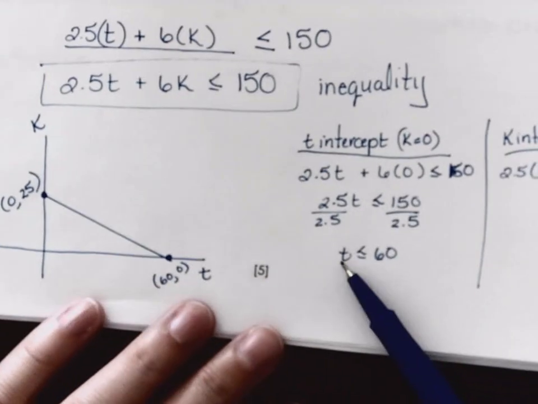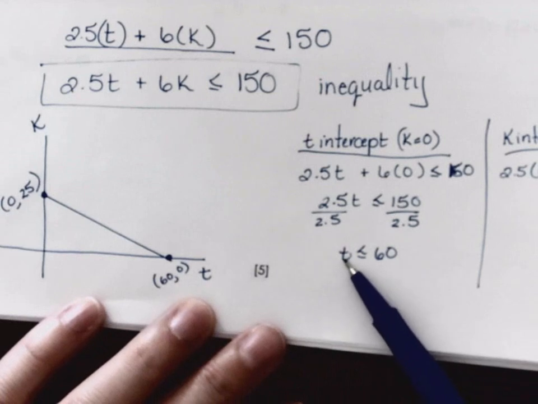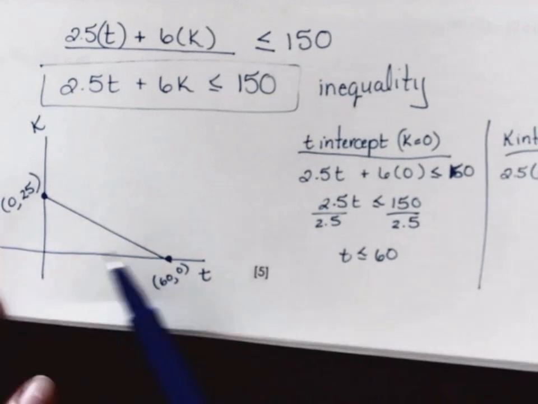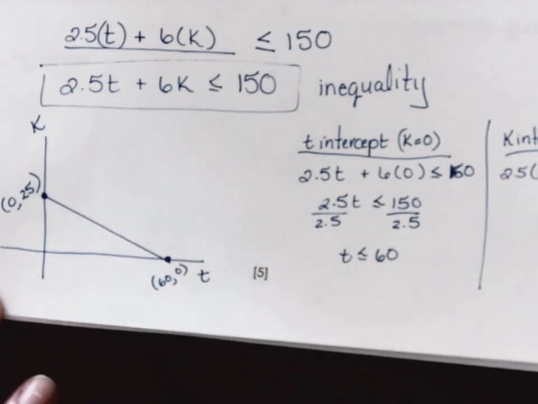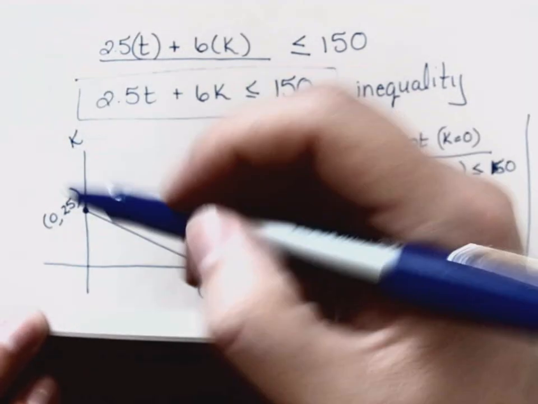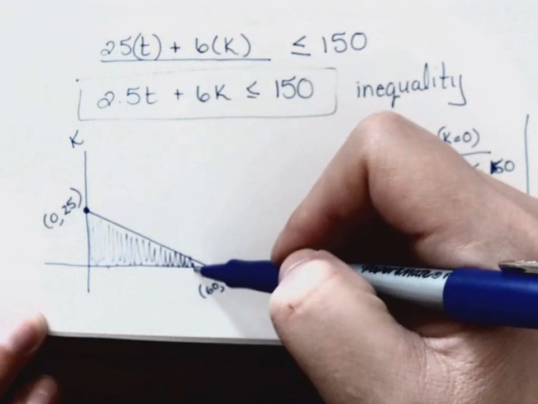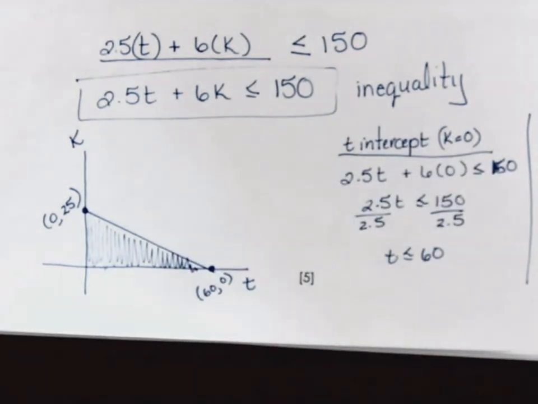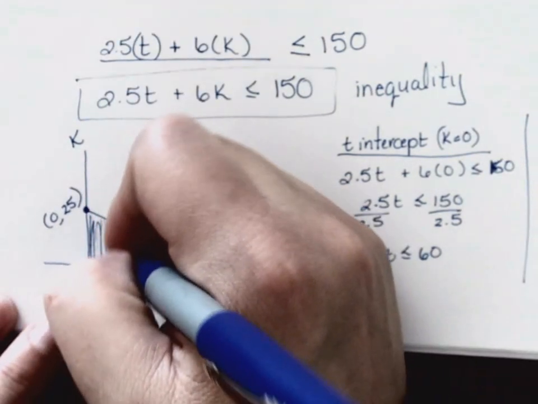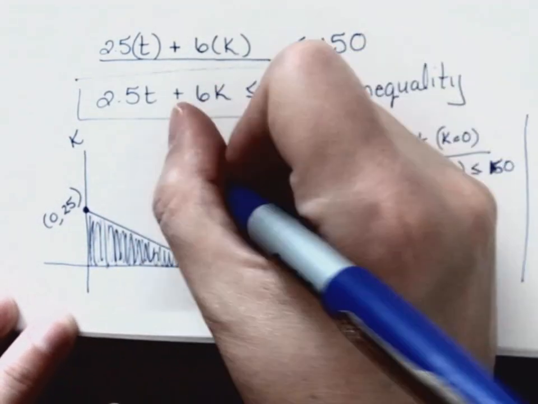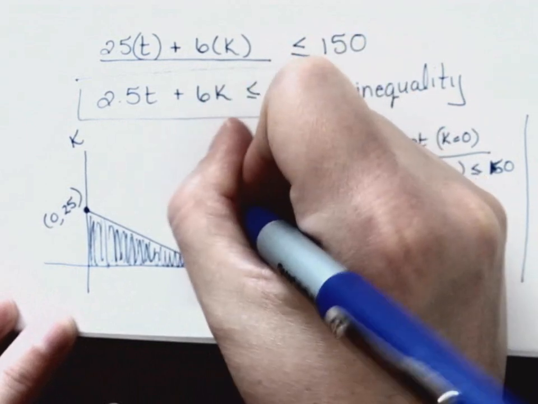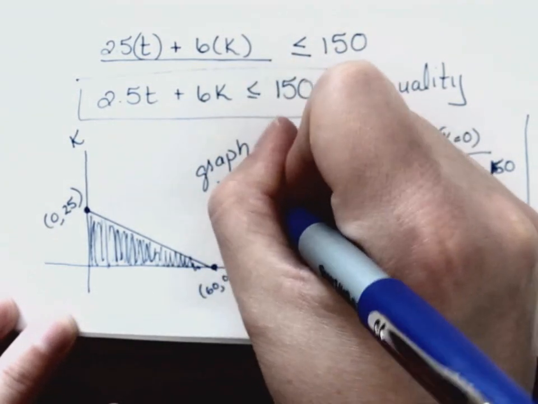And let's read this. Tiles have to be less than or equal to 60, so it's anything here. And we know that the kilograms have to be less than 25, so it's anything here. So our shaded region is underneath. And if you wanted to pick a point, like 1, 1, you're going to see that it is true on that side. So this is the solution, this graph. That's the solving of this question.